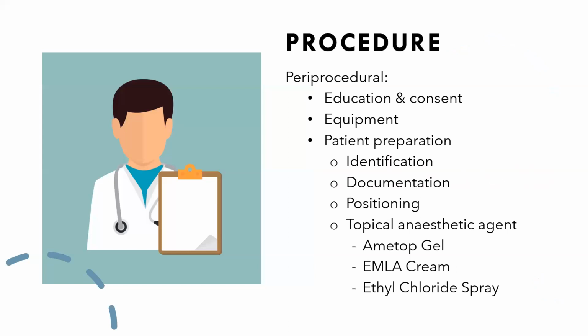Okay, so for procedure, let's start with the peri-procedural. First, we need to educate the patient and also the parent. So we need to explain the procedure and allow time for questions. And then it is important for us to have informed consent from the child and also from the parent prior to the procedure. And then we gather all the equipment, and then patient preparation.